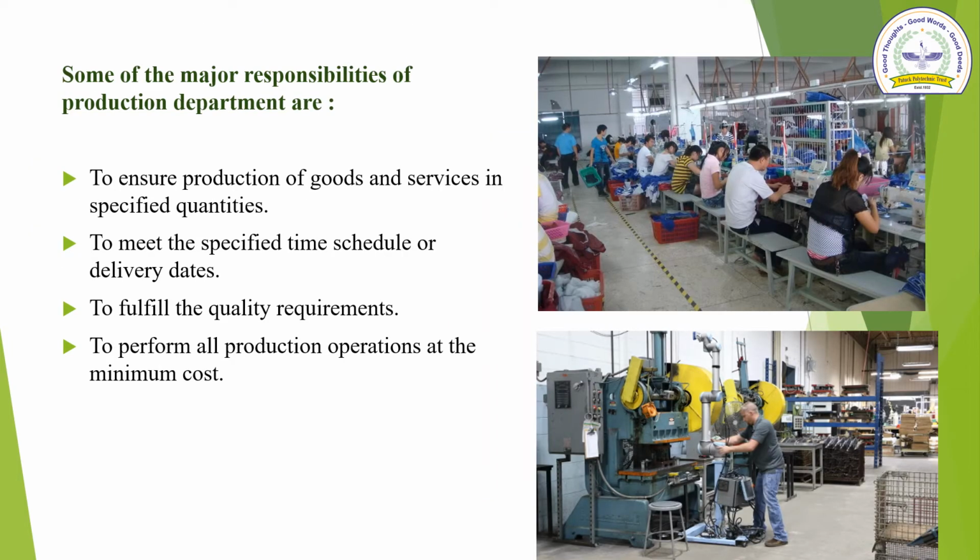The overall profitability of the business is somehow borne by the production department. The production department has a lot of responsibilities on its shoulders. Some of the major responsibilities of the production department are: to ensure the production of goods and services in specified quantity. The production department has to see to it that the production is done as per the order received, as per the quantity specified by the customer.